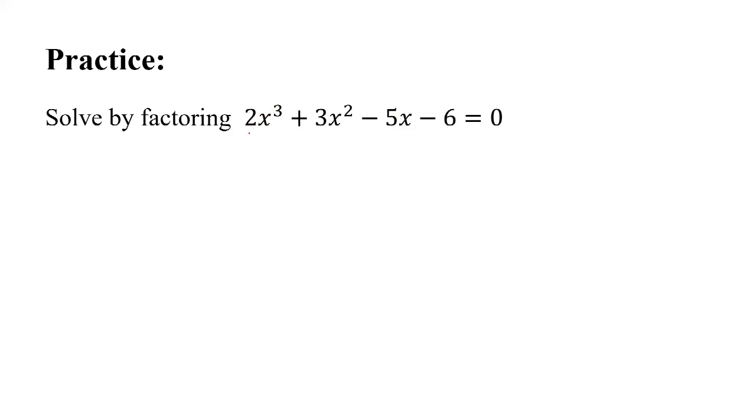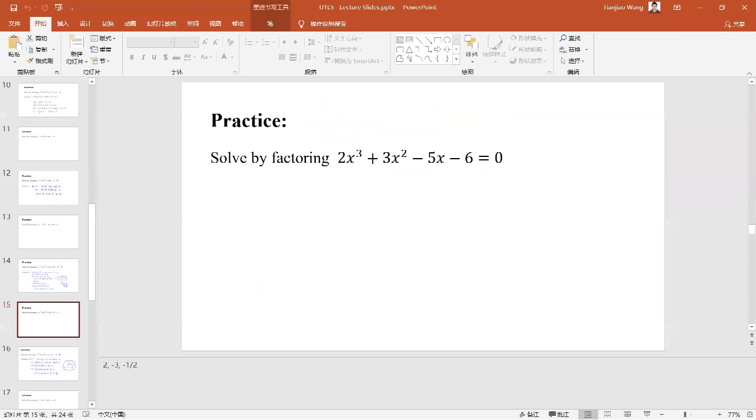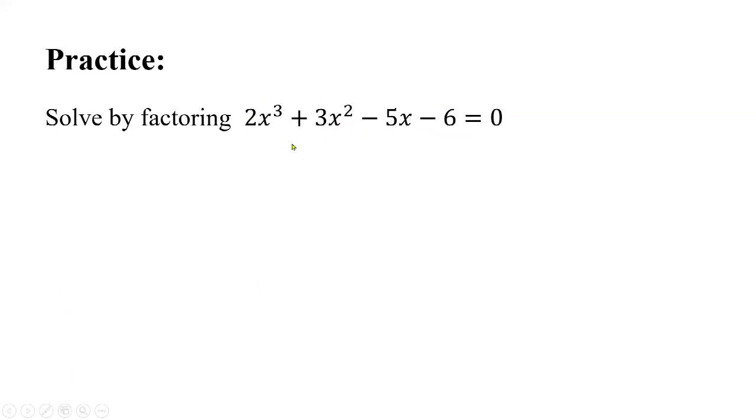So note the ratio between these two numbers is 2 to 3, and these two numbers is 5 to 6. So we cannot directly group the first two terms and then the last two terms, right? That might not work. But note here, these two numbers are very close. 2 and 3 are very close, and 5 and 6 are very close. So probably we can try split the 3x squared to a 2x squared, and then plus another x squared.